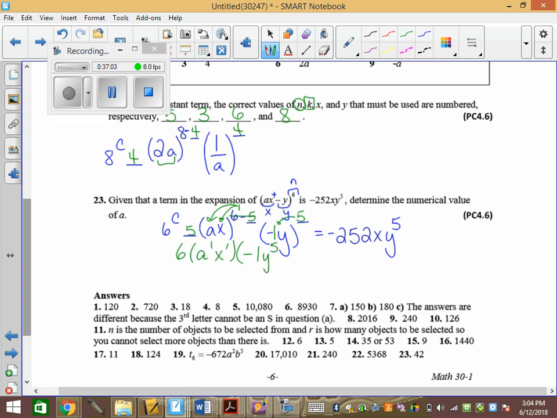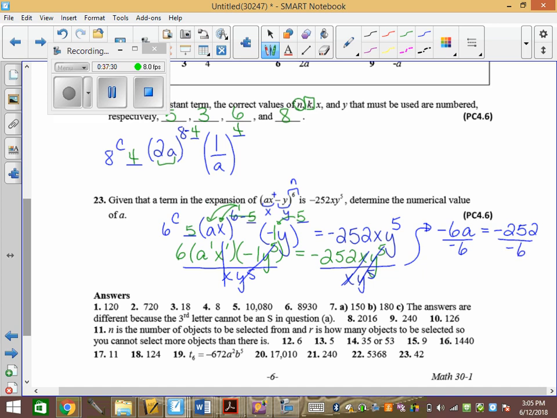Y to the 5 equals negative 252 xy to the 5. Divide by xy to the 5. So that goes away on both of them. And so I'm left with negative 6a equals negative 252. Divide by negative 6. And a equals 42. Now remember, if that wasn't an a squared or an a cubed or an a to the 4, you'd have to take the fourth root of your answer. Do you think they'll have the answer without taking the fourth root of it? Absolutely. All right.